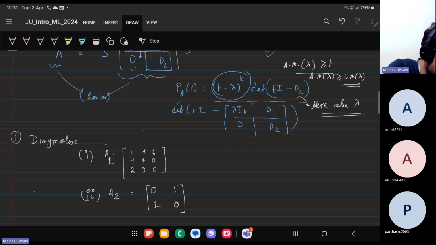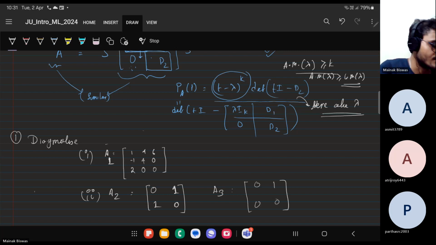Try to diagonalize this. And A3 would be, try to diagonalize this. And tell me which is diagonalizable, if possible, is the question.